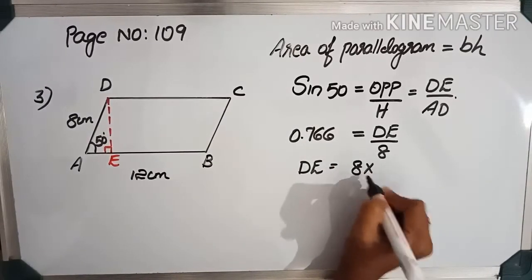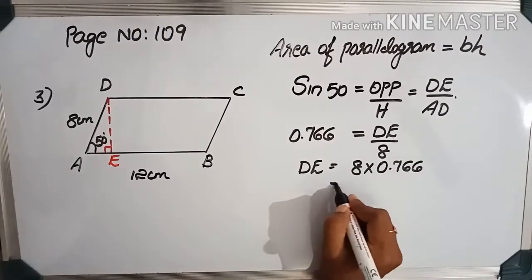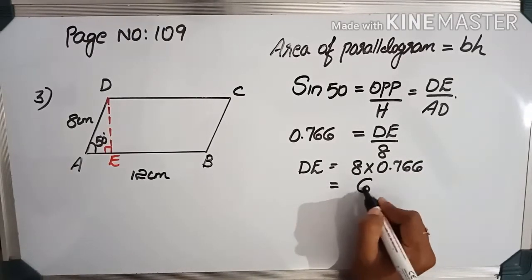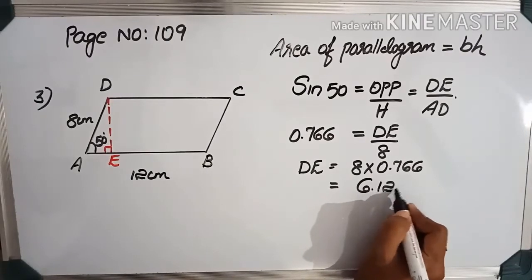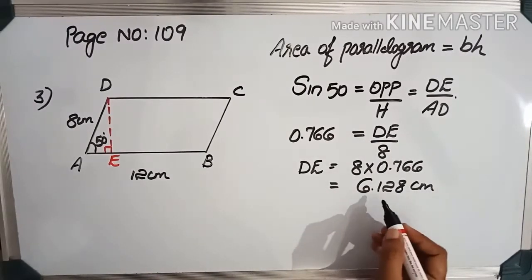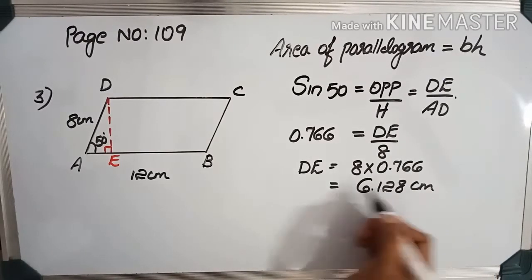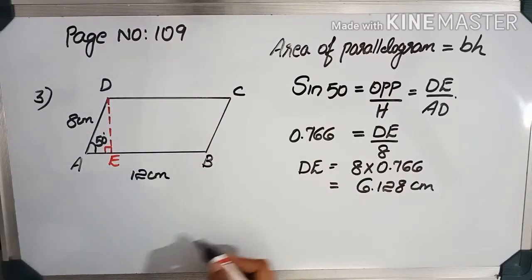So 8 into 0.766. So answer will be what? It is 6.128 centimeter. Okay, when you multiply this, you will get 6.128 centimeter as the answer. That is, height of this parallelogram is 6.128 centimeter.